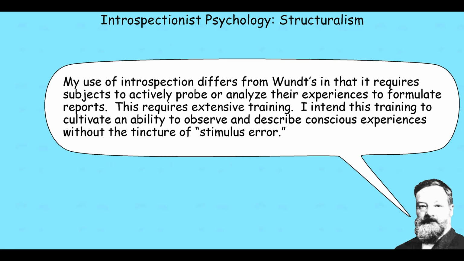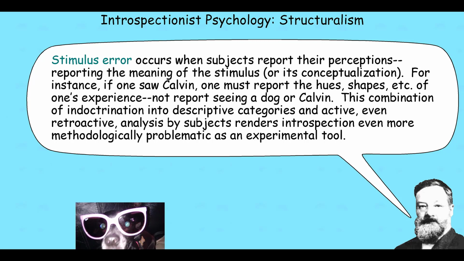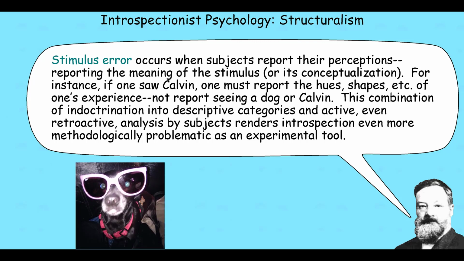Now, Titchener, like Wundt, intends this extensive training to cultivate a facility with the underlying conceptual structures. However, he also wants to cultivate an ability to observe and describe conscious experiences without what he calls the tincture of stimulus error. Stimulus error occurs when a subject reports the meaning of the stimulus, or its conceptualization, rather than their perceptions. For instance, if you're shown a picture of Calvin here, you're supposed to report the hues and the shapes of your experience and not report seeing a dog or seeing Calvin.